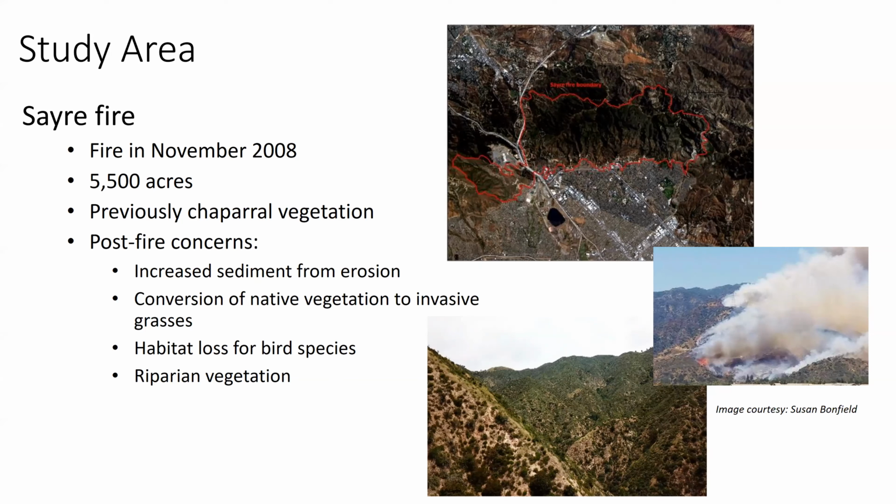And after the fire, some of the post-fire concerns were, are there going to be increased sediment because of erosion? And there was a concern that native vegetation, some of the native shrubs, were being taken over by invasive grasses. And does this cause habitat loss for bird species? And also one of the big concerns for the Forest Service was how has the riparian vegetation recovered, how is it doing post-fire?